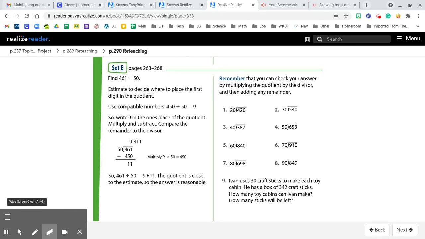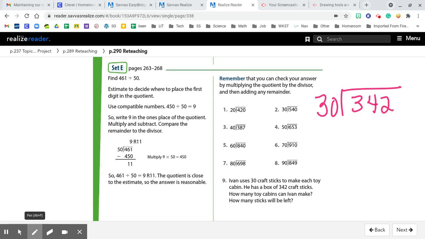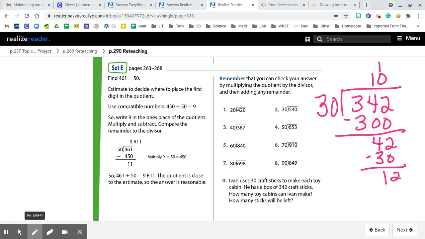And Ivan uses 30 craft sticks to make each toy cabin. He has a box of 342 craft sticks. How many cabins can he make? So we can use the partial quotients method, or if you know how to use the traditional algorithm, you can use that. So we have 11 he can make with 12 as a remainder. So he can make 11 cabins and then he'll have 12 sticks left over.